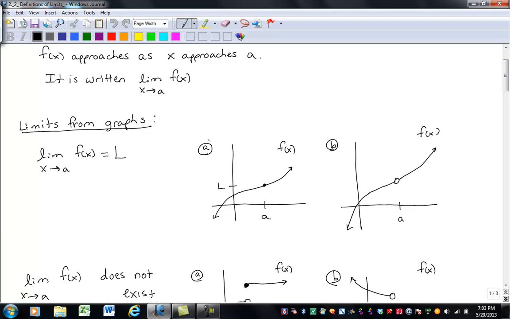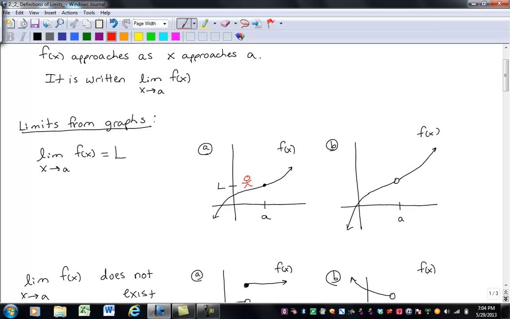So if we look at graph A here, graph A is a graph of a function where the limit as x approaches a of f of x is L. A and B both have this property. So the way to show that is to imagine yourself walking on the graph. First I'm going to stand on the left-hand side of A. In a moment we're going to hear that standing on the left side is called the left-hand limit, because you're looking from the left.